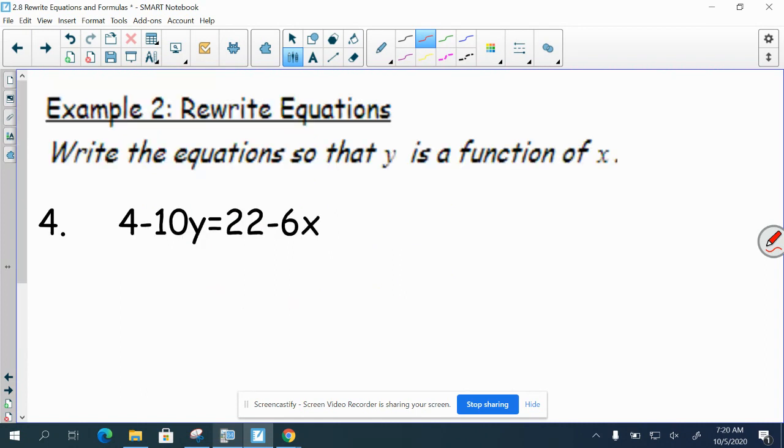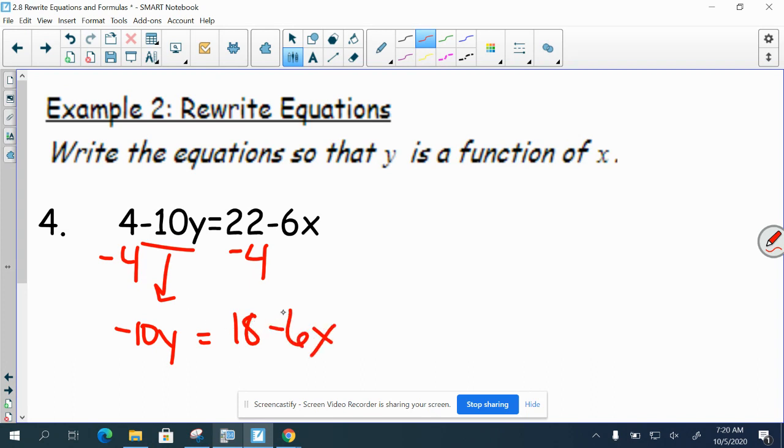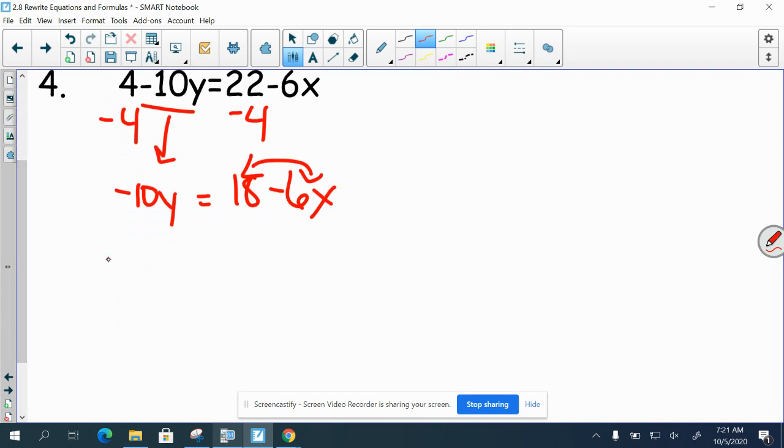All right, and then one more of these examples. This one's interesting because the x is already on the other side, but you have a 4 here. So we'll move the 4 over by subtracting it. Now we're going to subtract it from the 22 since that's the other constant term. So we have negative 10y equals 18 minus 6x. Now at this point, I'm going to go ahead and swap the 6x and negative 6x and the 18. So negative 10y is negative 6x plus 18.